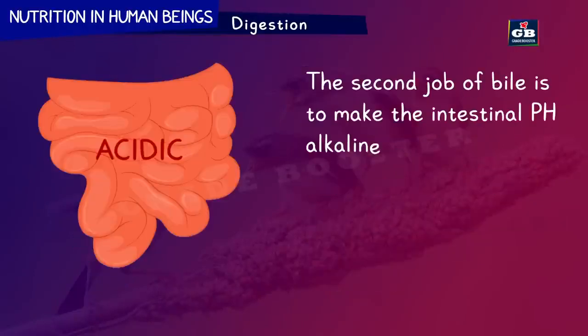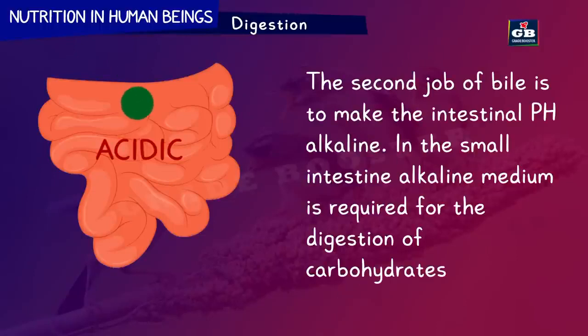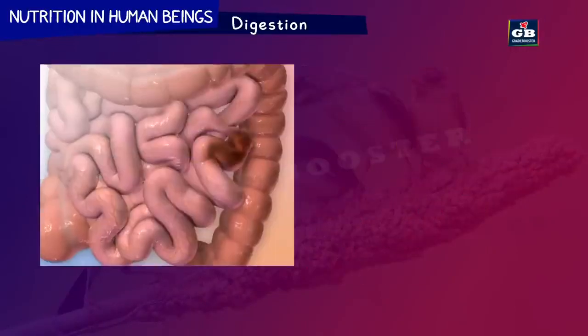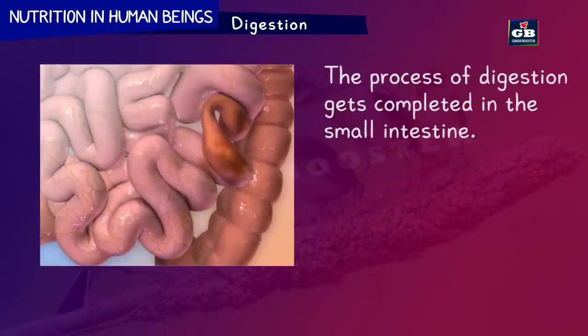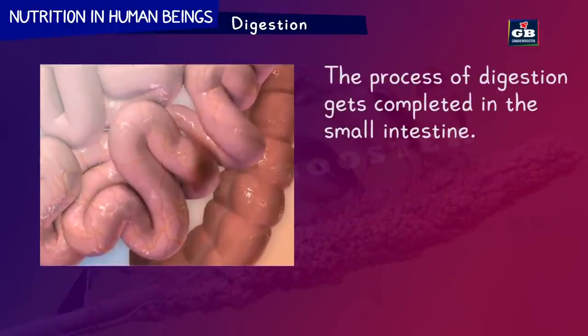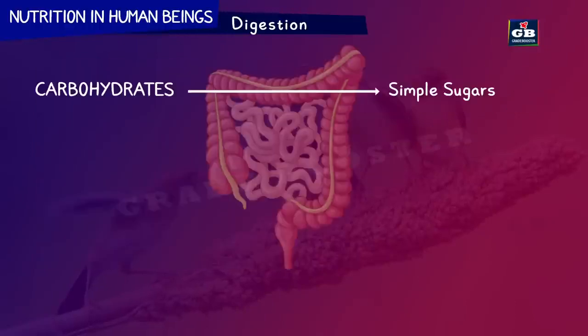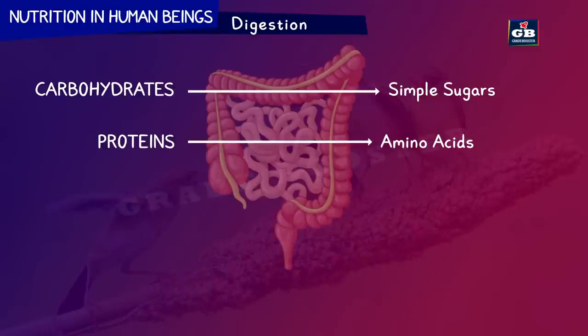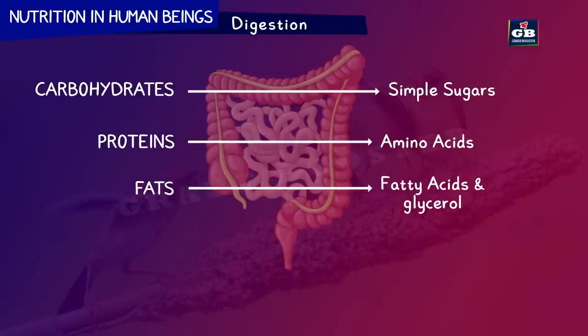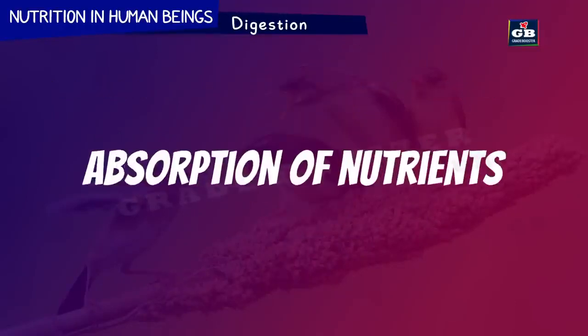The second job of bile is to make the intestinal pH alkaline. In the small intestine, alkaline medium is required for the digestion of carbohydrates. The digestion of food gets completed in the small intestine. In the complete process of digestion, carbohydrates are converted to sugars, proteins are converted to amino acids, fats are converted to fatty acid and glycerol.